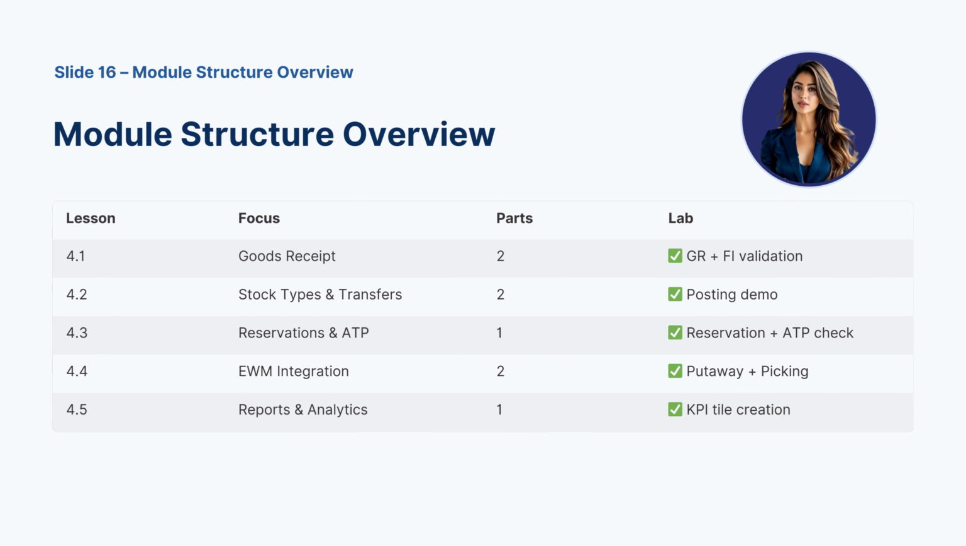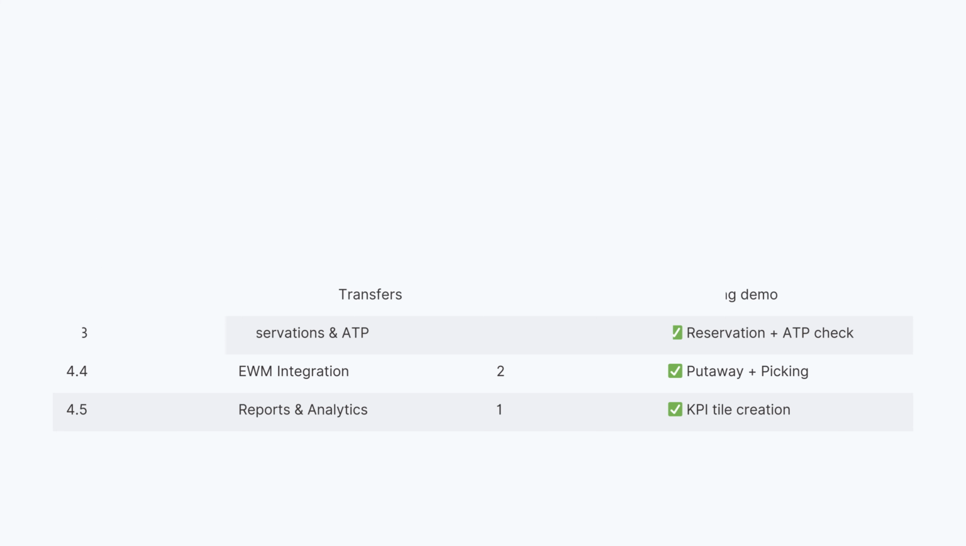Module structure overview. This module is structured across 5 lessons: goods receipt, execution and configuration; stock types and transfers, movement and valuation control; reservations and ATP, availability and commitment logic; warehouse integration, EWM Lite staging and picking; reporting, stock analysis and KPI dashboards. Every lesson includes a mini-lab for practical mastery.